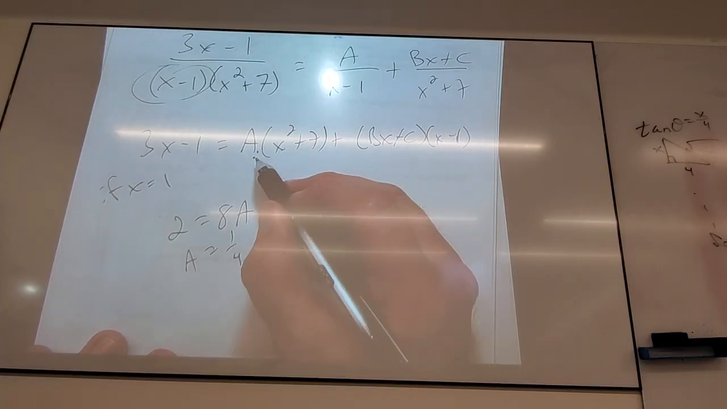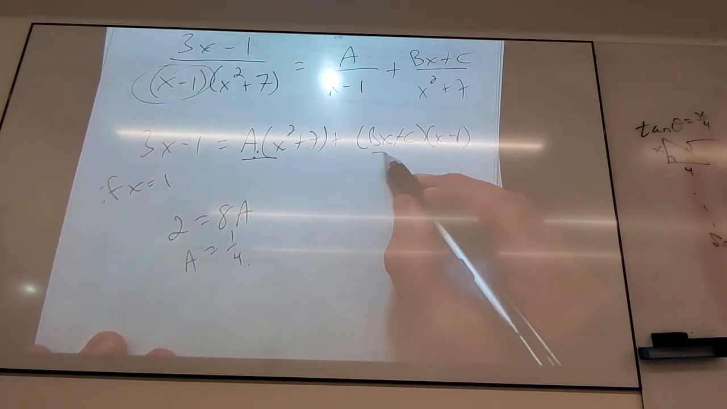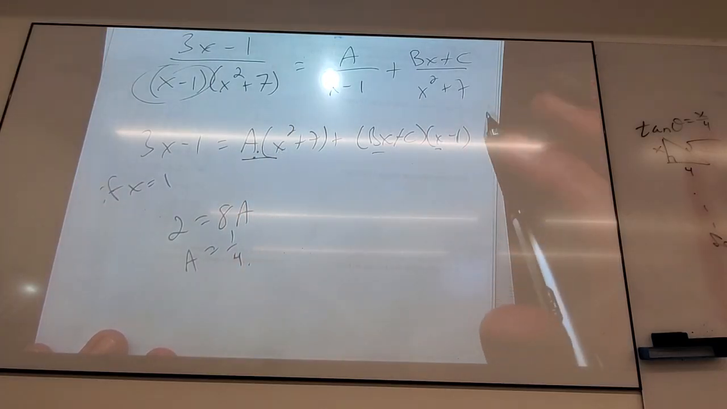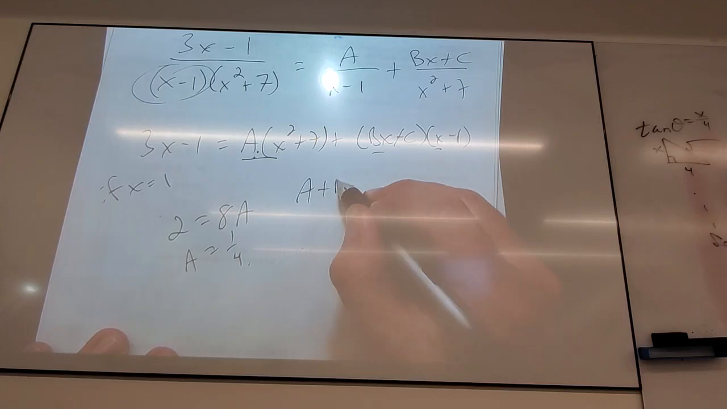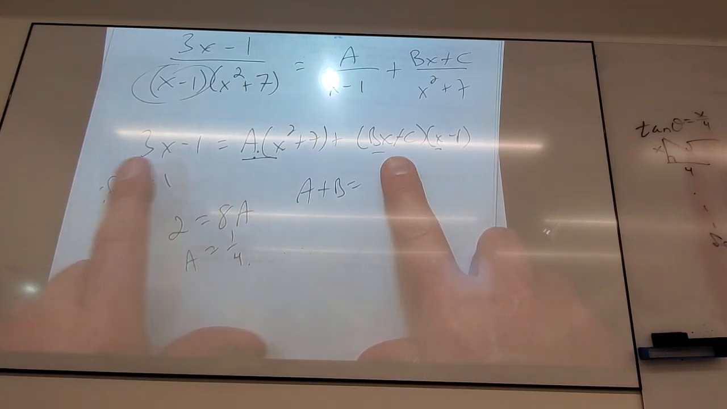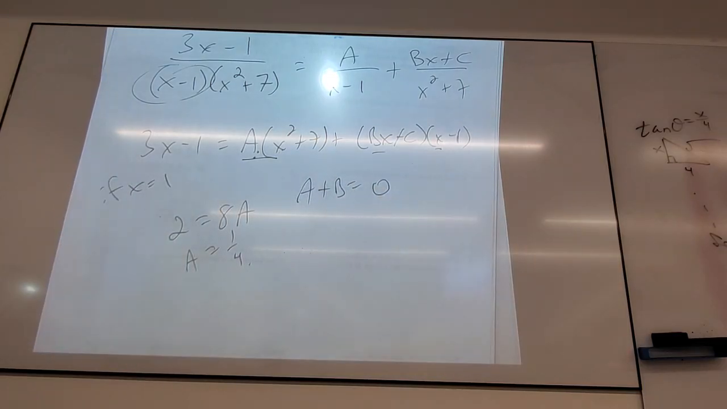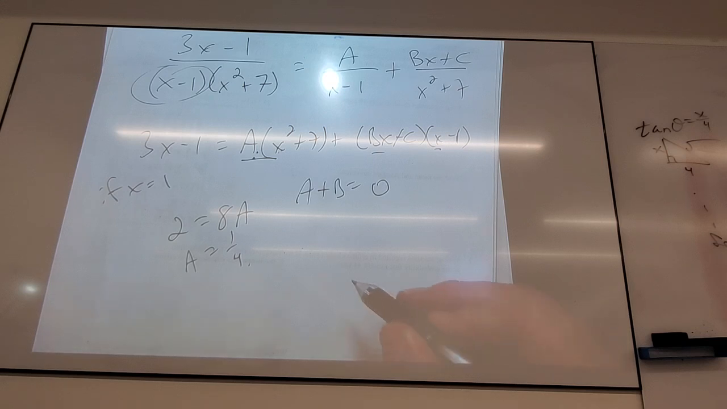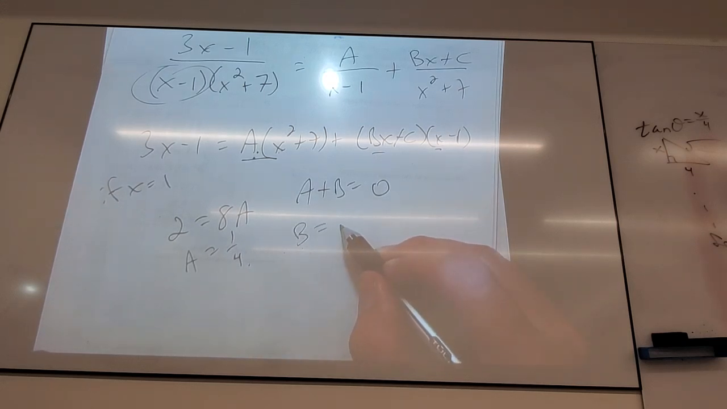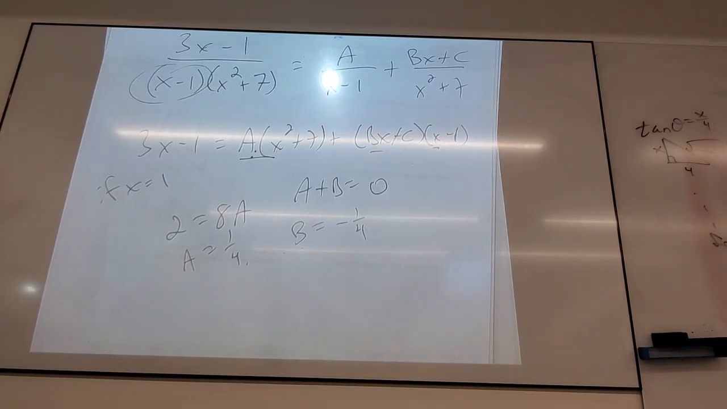Can you guys tease this out? Do you see how there would be an ax squared and a bx squared, and there's no other x squares? So I know a plus b has to equal what? 0. And automatically I know what b is, yeah? If a is 1/4, b has to be negative 1/4. Can you do something similar for c?